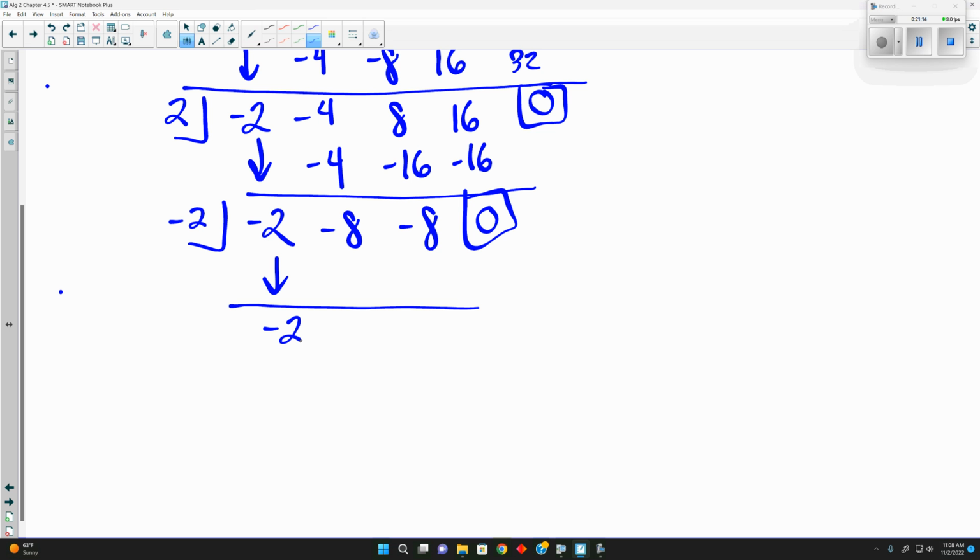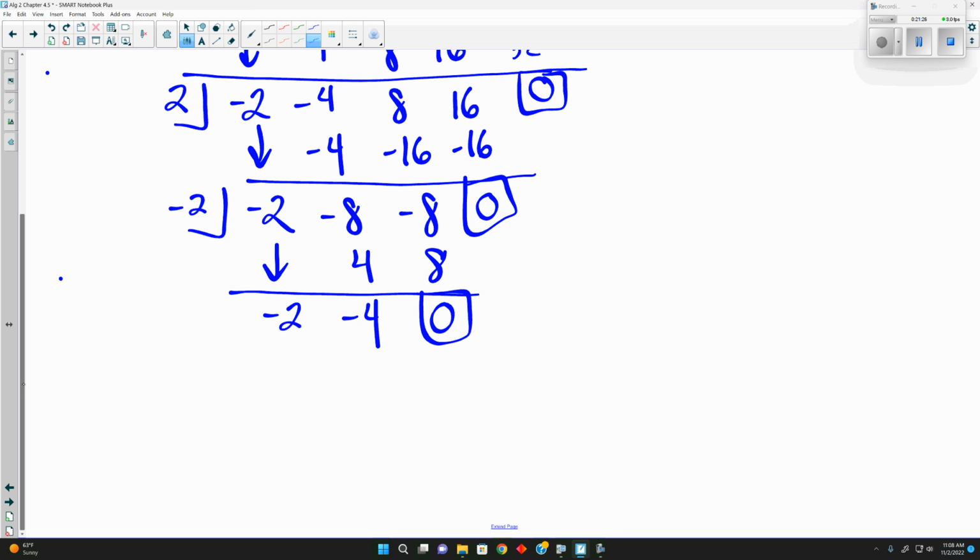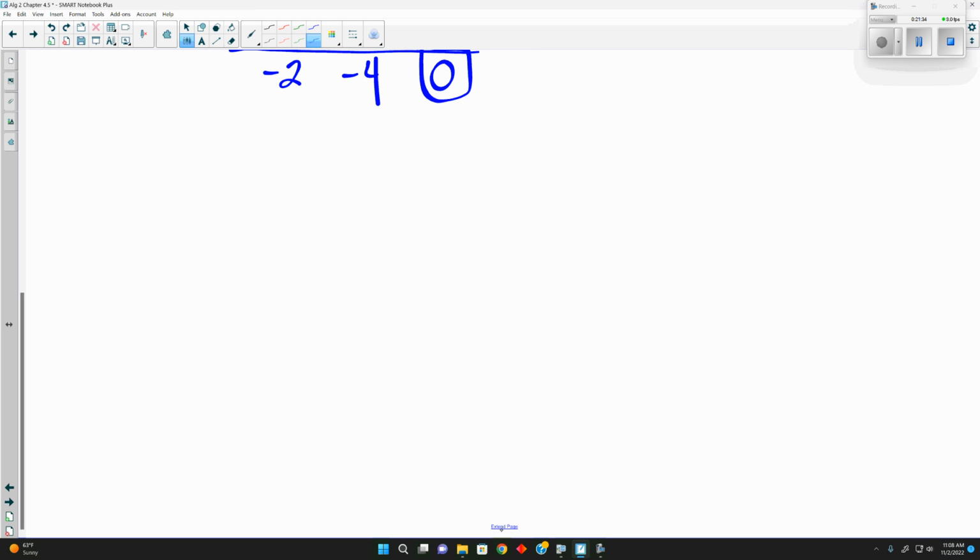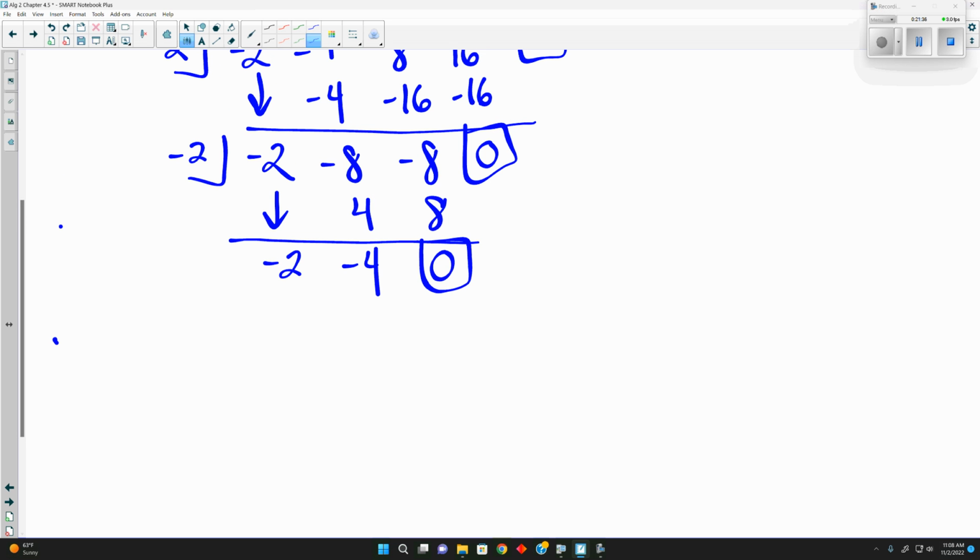Negative 2 times negative 2 is 4. Negative 8 plus 4 is negative 4. Negative 2 times negative 4 is positive 8, which gives us 0. If we get it down to degree 1, let's just put the variables back in and solve. Because if I put the variables back in, this is the remainder, this is our term without x, this is our term with x. So really it's telling us that we have negative 2x minus 4 is equal to 0.